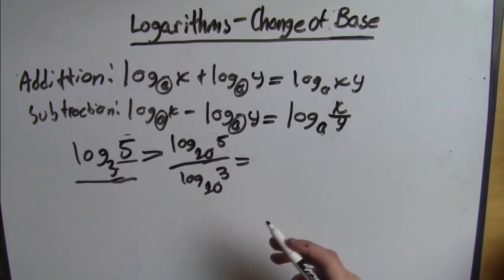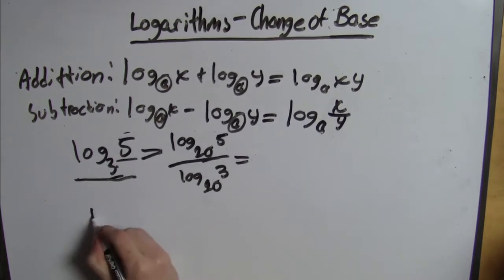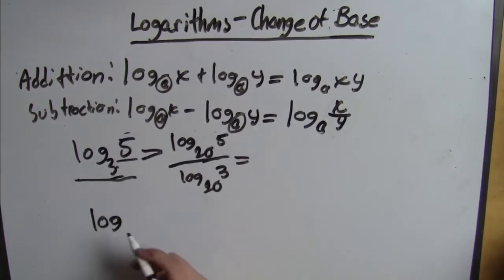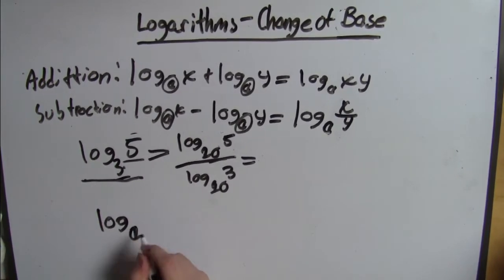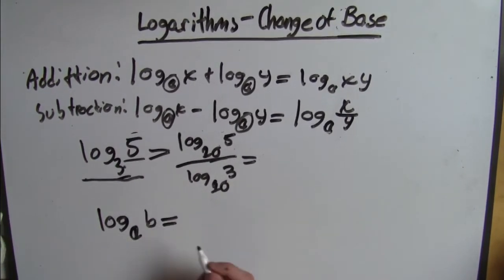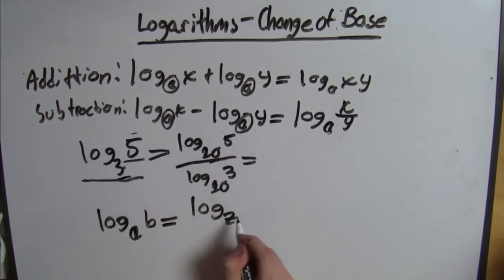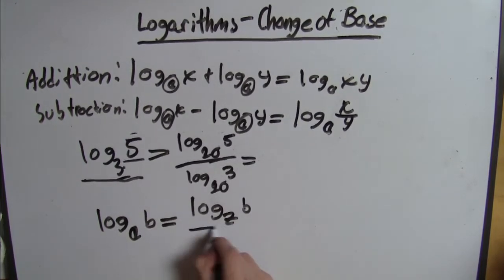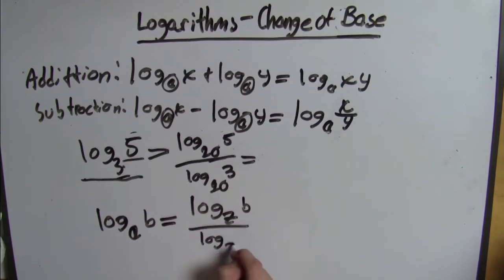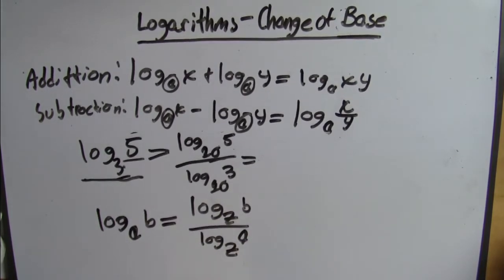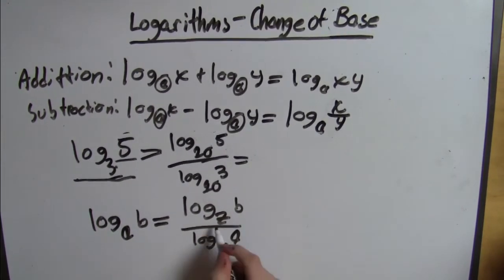Change of base rule also comes up in some algebra problems as well. But to define the change of base rule generally, right? If we have a log with a base of a and a value of b, we can rewrite it as log base z of b over log base z of a, where z is any number. But like I said, you'll usually see it in one of two circumstances, right? The base will be either base 10 or base e.